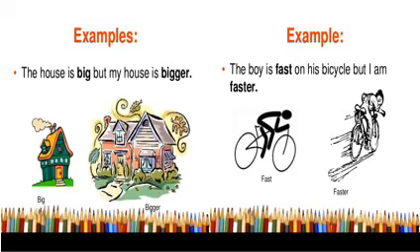Second example is the boy is fast on his bicycle. It means one boy is fast but I am faster. Okay, so here is also comparison, so that's why it is your comparative degree.